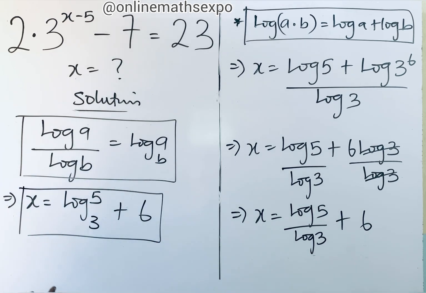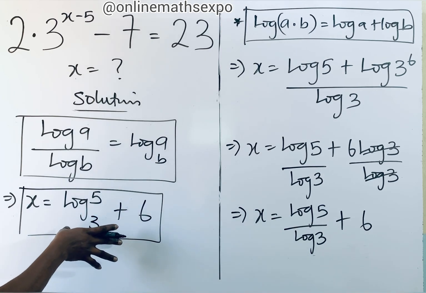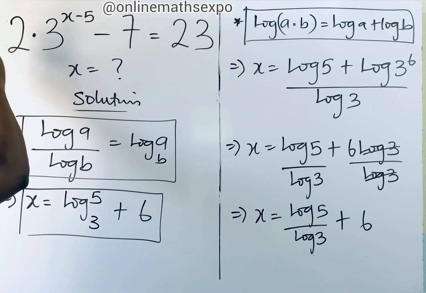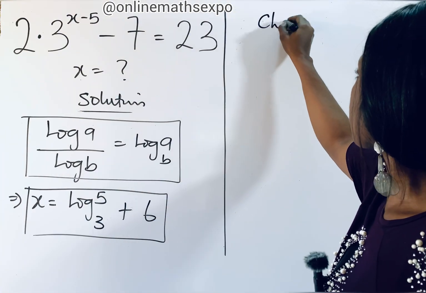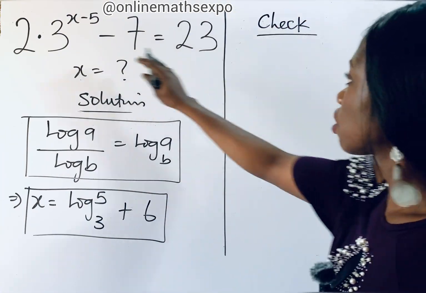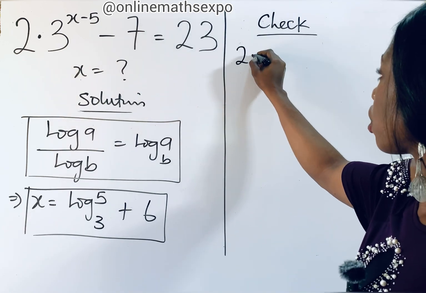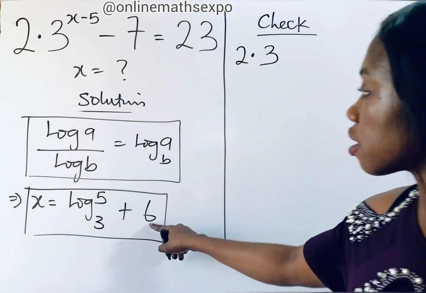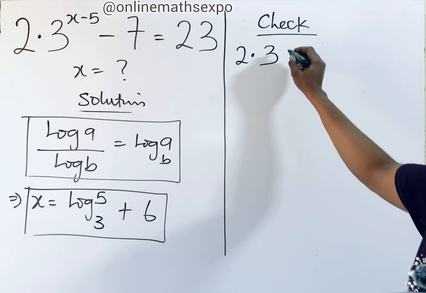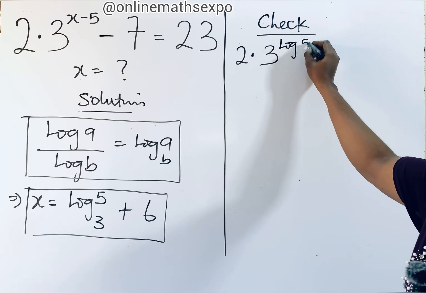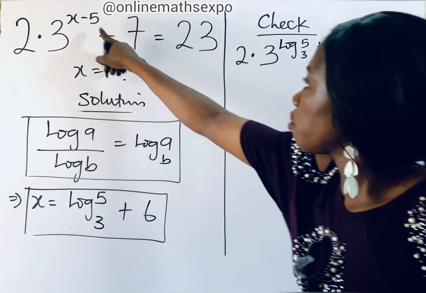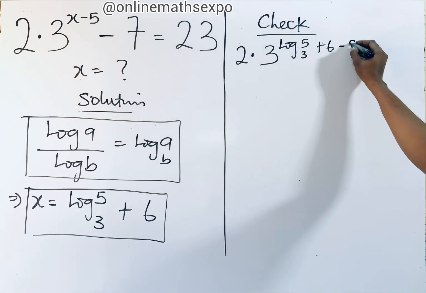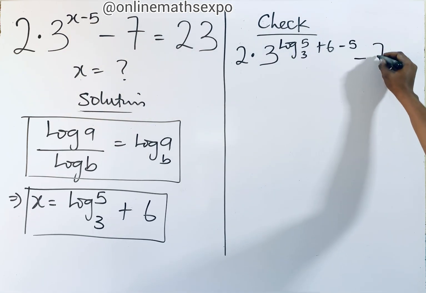You can also choose to plug this value of x into the left side to see if it gives us 23. Now let's do that check together. So to check, this is what we have. So we have 2 multiplied by 3 to the power of this x. Okay, so we have log of 5 base 3 plus 6. Then remember, you have minus 5, then minus 7.